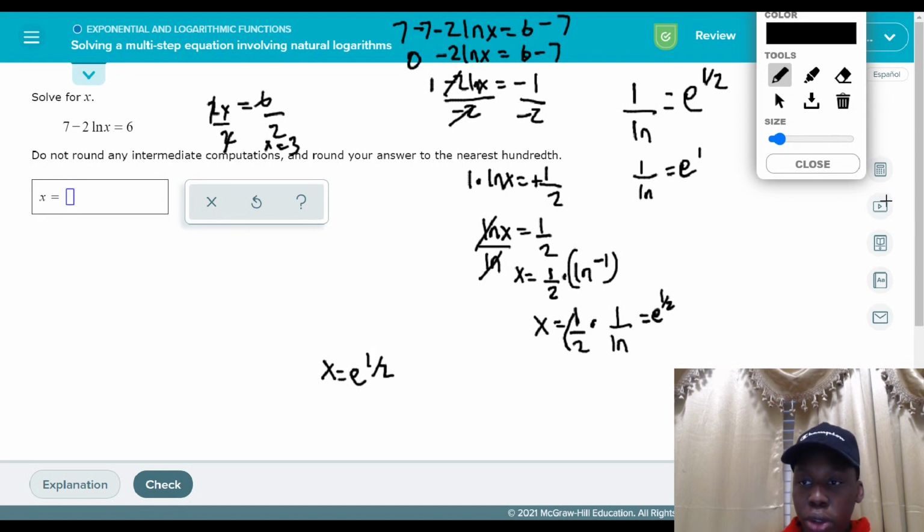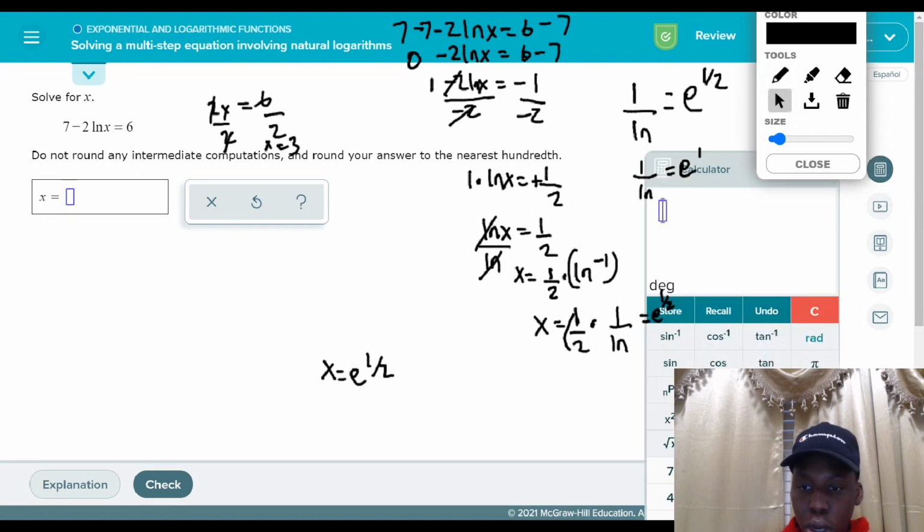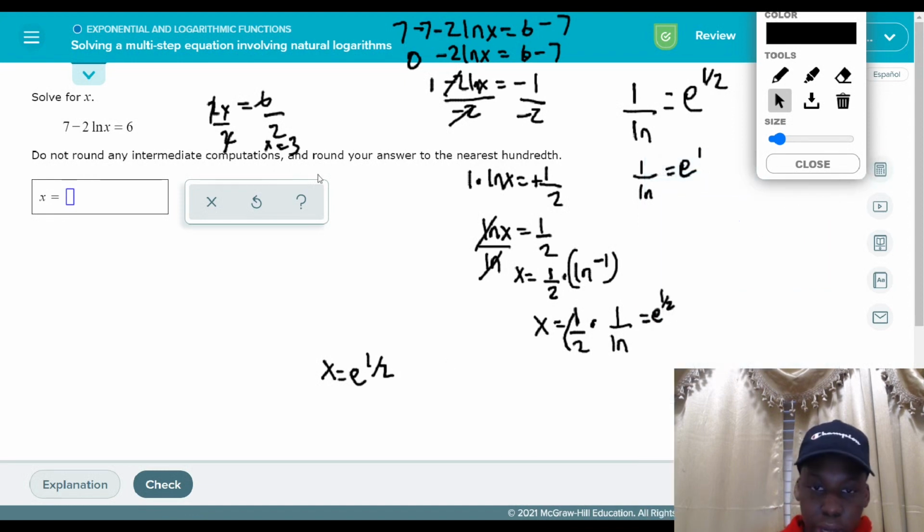So we'll go to our calculator now and find e to the power 1 over 2. Plug that in: 1.648, okay? So x, in this case, equals 1.648. But not so fast. Remember, we have to round the answer to the nearest hundredth, okay?